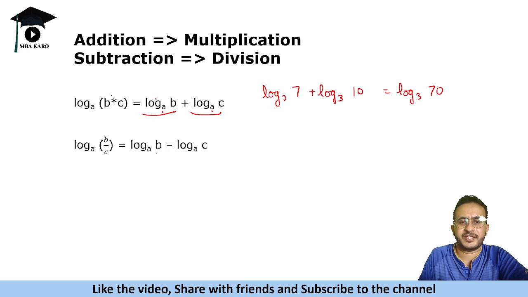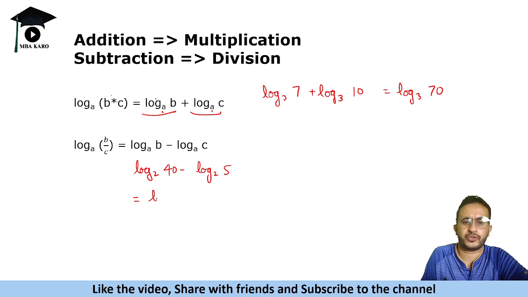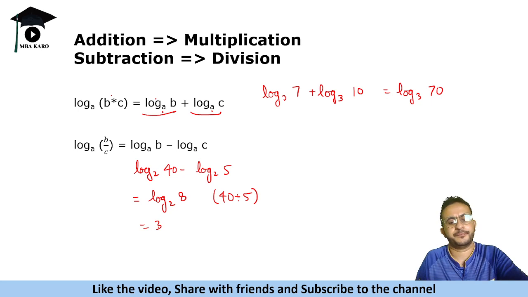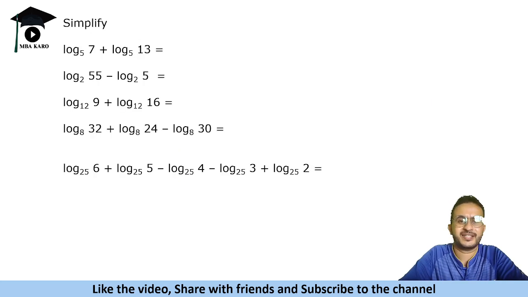So the reverse is, if you subtract two logarithms, then you get the division. Let us say we have log 2 40 minus log 2 5, so that will be equal to log 2 8, 40 divided by 5, and that will be equal to 3. So this is another property that is used for simplification. These two properties, let us solve some simplification problems and some more problems based on them.